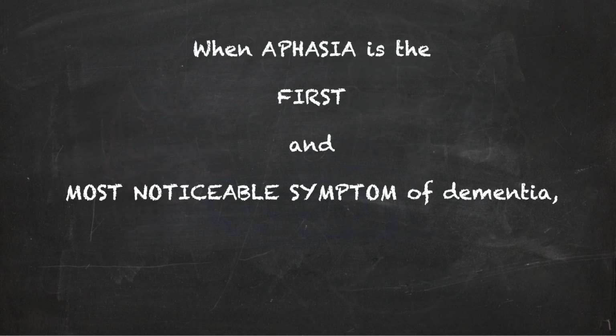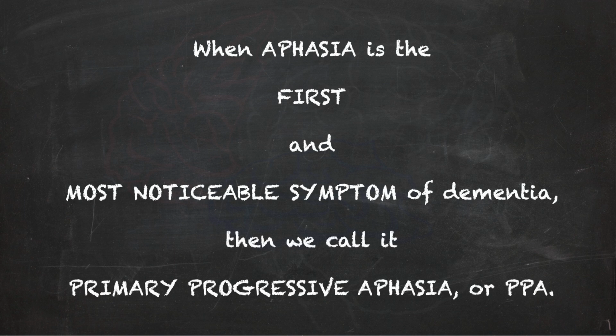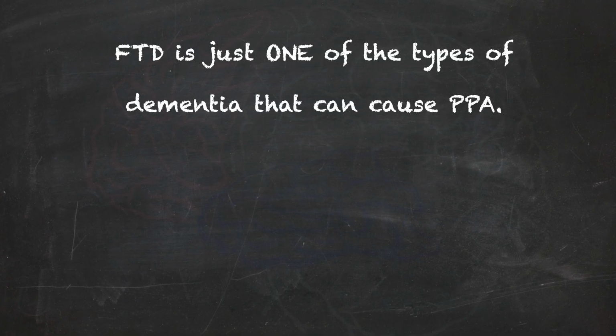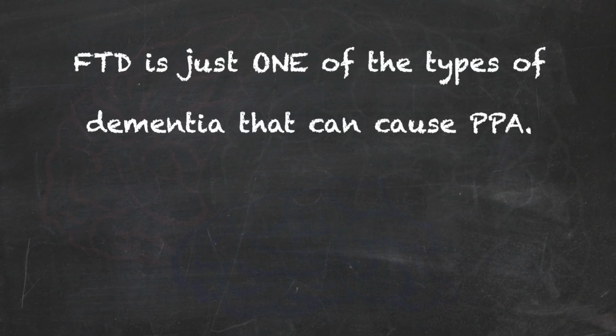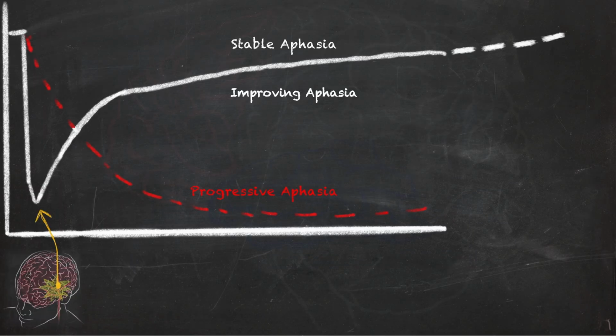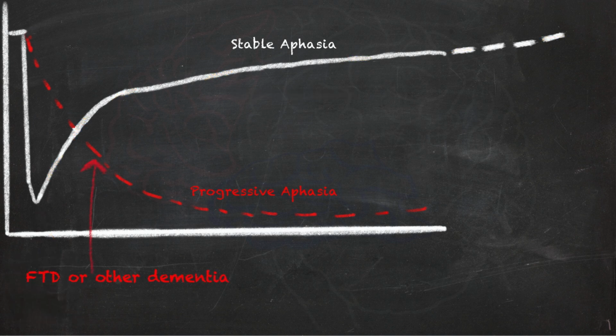When aphasia is the first and most noticeable symptom of dementia, then we call it primary progressive aphasia. FTD is just one of the types of dementia that can cause PPA. When aphasia happens because of stroke, the person with aphasia will usually be able to recover some or most of the speech-language abilities over time. But when it is caused by FTD, the aphasia will gradually worsen over time.